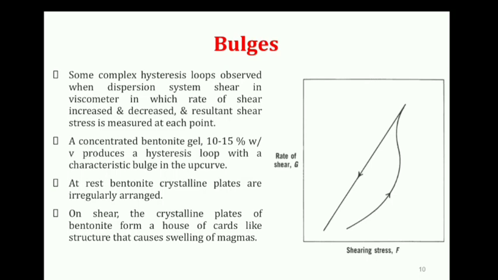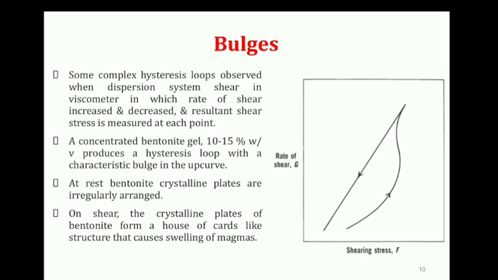Okay, so the example of the bulges is a concentration of bentonite gel, 10 to 15% weight by volume, which produces the hysteresis loop with the characteristic bulge in the upward curve. So you just remember the example of the bulges, that is, a concentration of 10 to 15% of bentonite gel. Okay, so the up curve, in the up curve, see the diagram, that is as you increase the rate of shear.